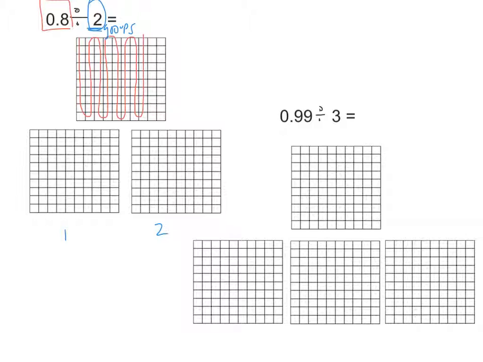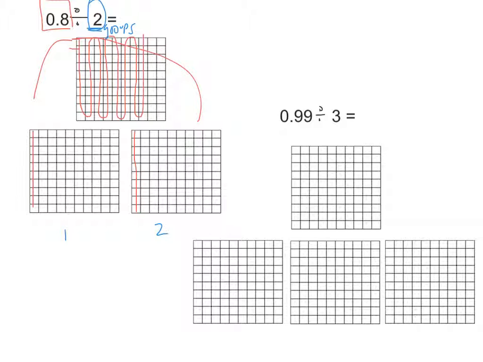Now, I notice that I have a lot of rows. So I could count square by square and give 1 square to each grid. But since I have so many, I could probably start by giving a full row to each grid. So 1 group gets a 10th, 2 groups get a 10th. So that's 1/10, 2/10 that I've used. And I have a total of 8/10.